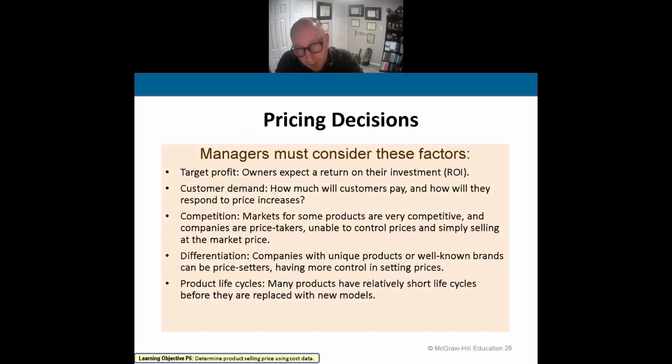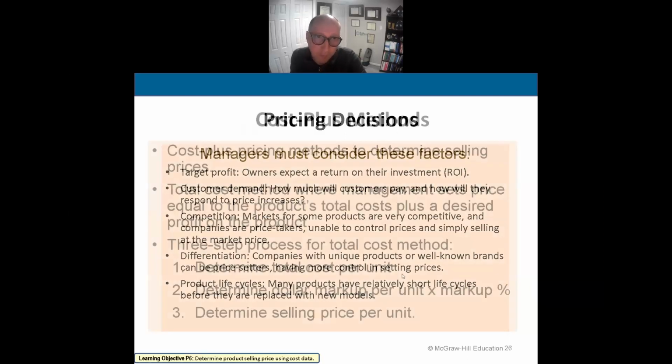Look at things like customer demand. How much is the customer willing to pay for the price? How much is the customer willing to pay to purchase the product? We look at competition. Who else is selling similar products? Look at differentiation. What are substitutes for my product? Also look at product life cycle. How long will the product last before the new model is replacing it?